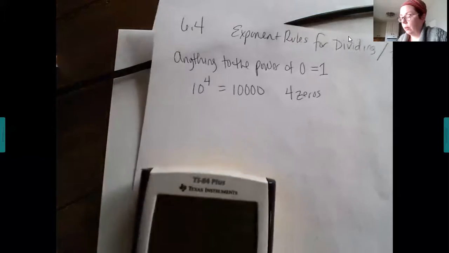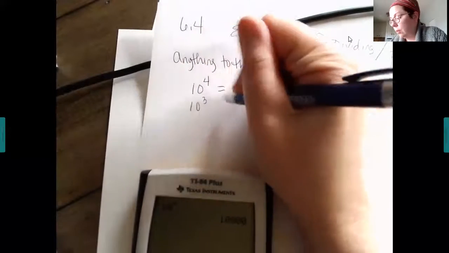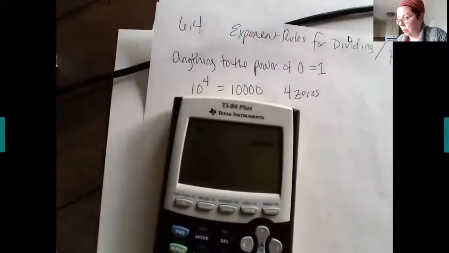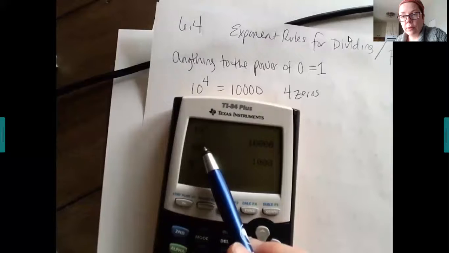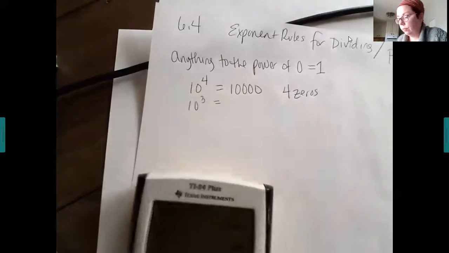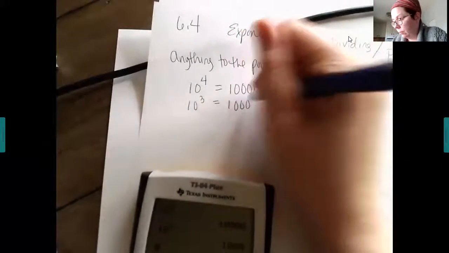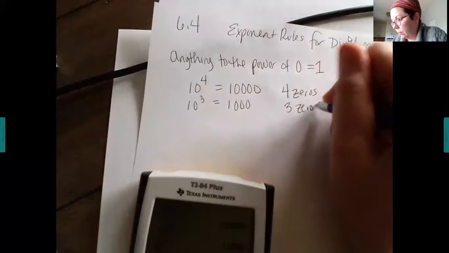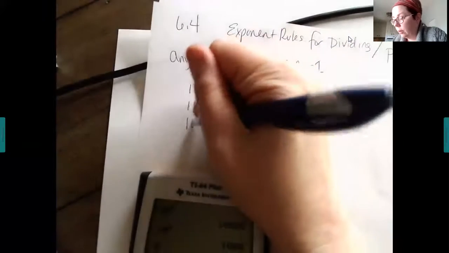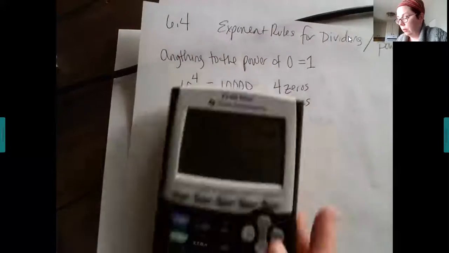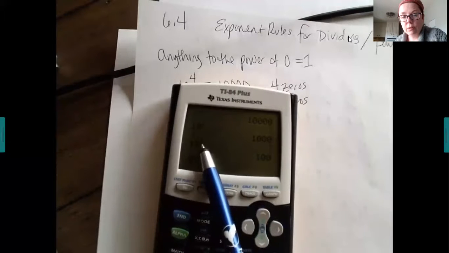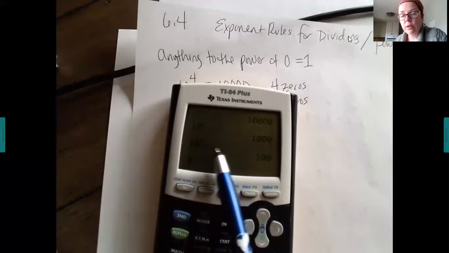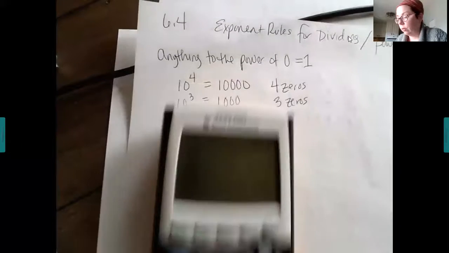Then we do 10 to the power of 3, and we see that would be 1,000. So again, 10 with an exponent of 3 would be 3 zeros. And then we do 10 squared, and we see that when we have 10 to the power of 2, that means we have 2 zeros. So we have 100.